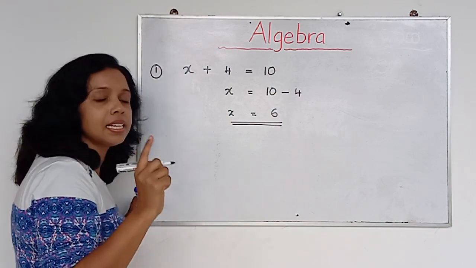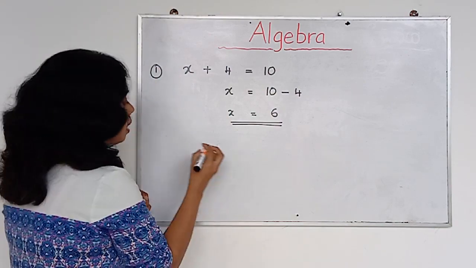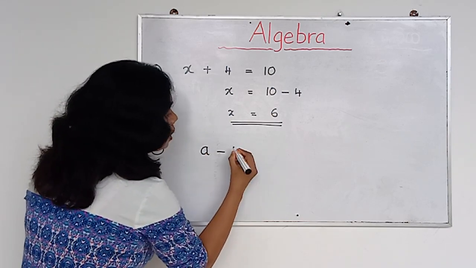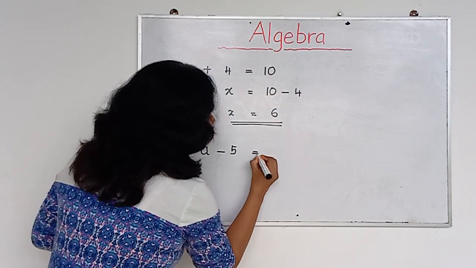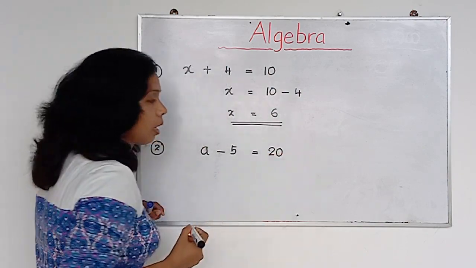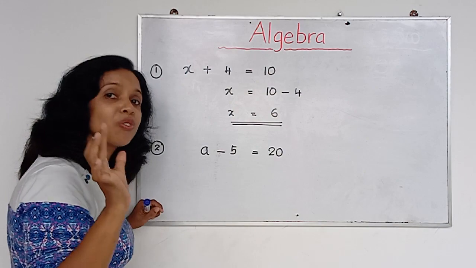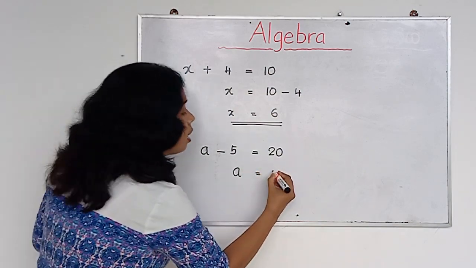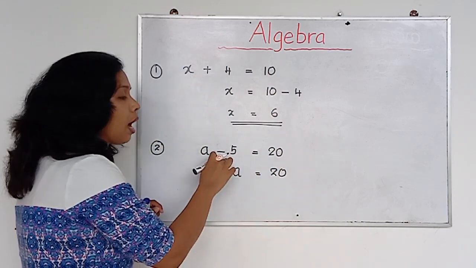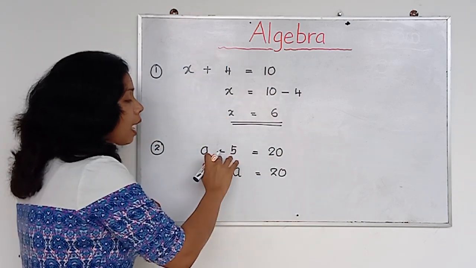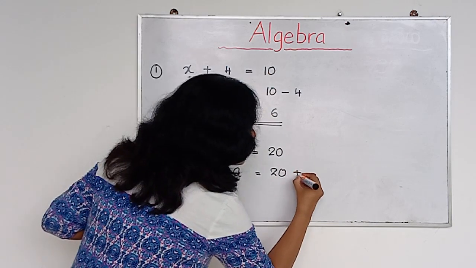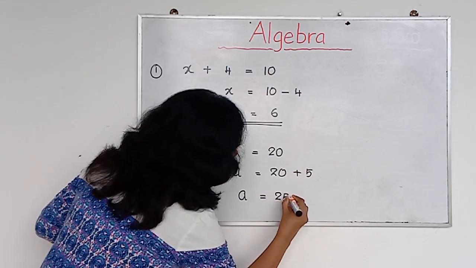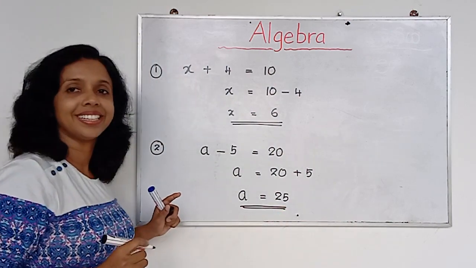Initially I will discuss very basic questions. Then question number 2, let's say a minus 5 equals 20, right? Then I want to find the value of a. I'll keep a this side and 20. When this 5 comes to this side, what happened? Minus 5 becomes plus 5. Then a equals 25. So this is the second question, right?